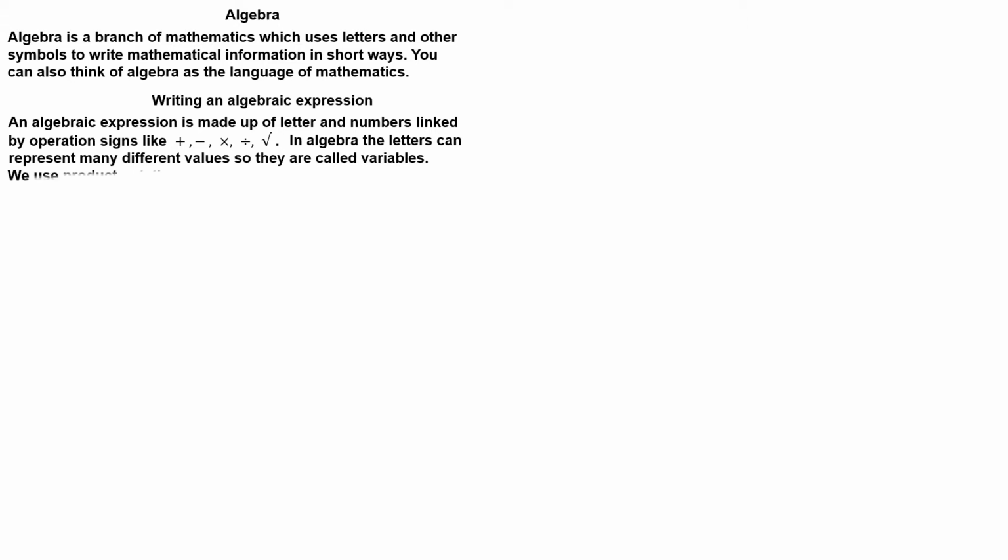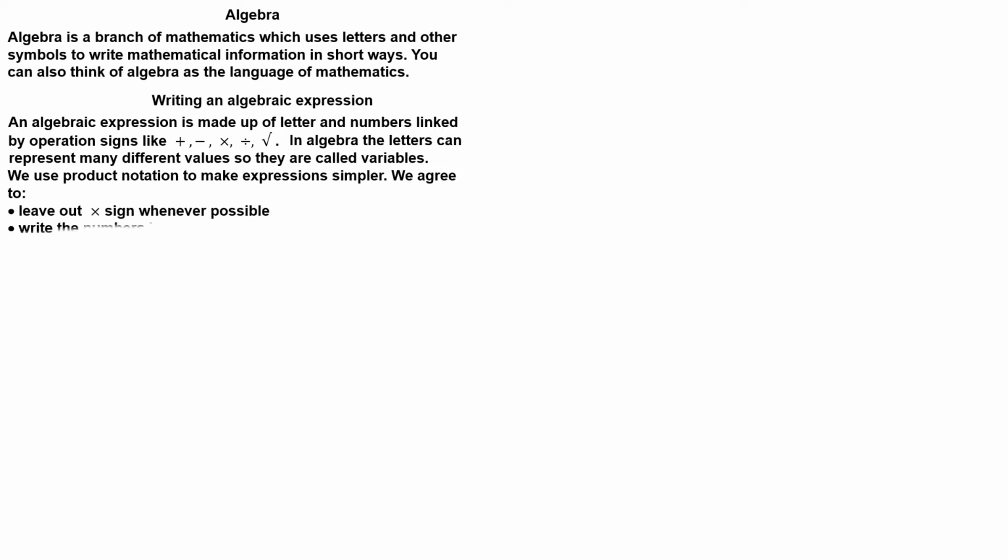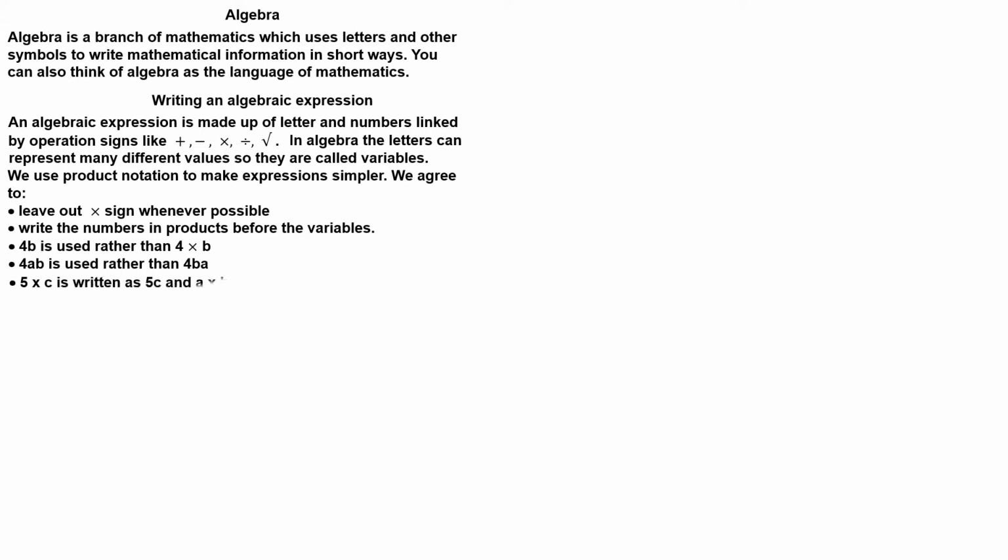We use product notation to make expressions simpler. We agree to leave out the times sign whenever possible. Write the numbers in products before the variables. 4b is used rather than b times 4, and ab is used rather than ba. 5 times c is written as 5c, and a times b is written as ab.